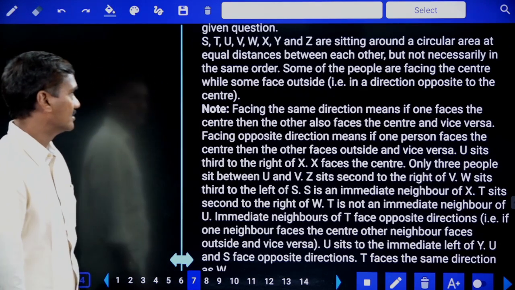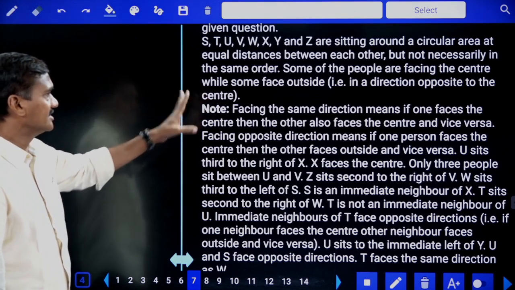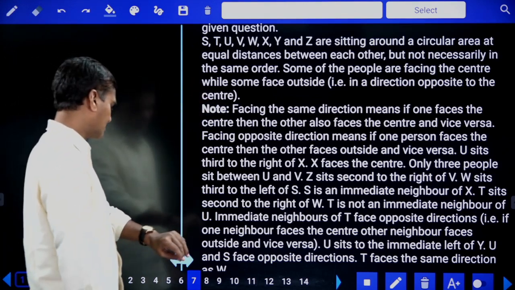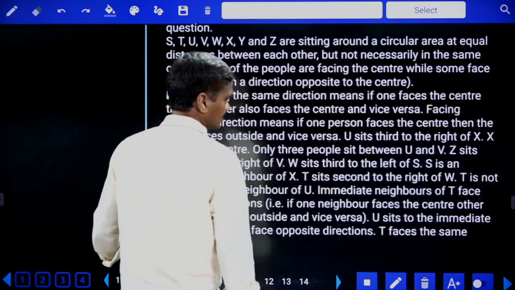Then coming to the 7th one. 7th one, some inward and some outward. Okay, then start working on this one. 2 minutes allotted to this. Make it fast.